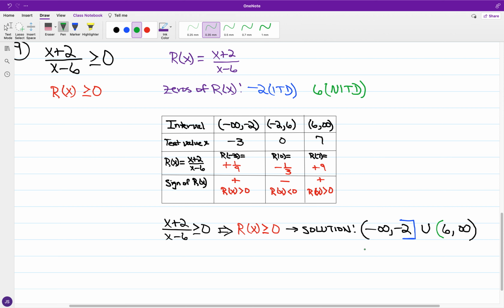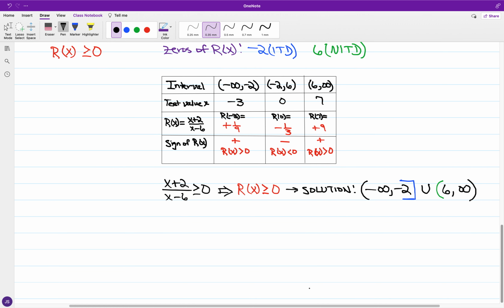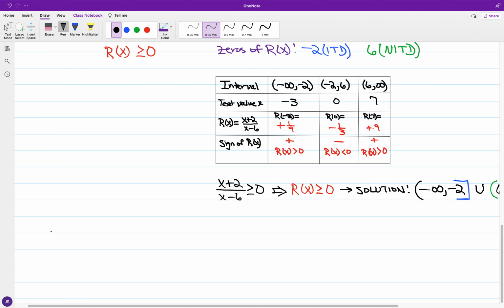And then for the remaining inequality, what I'm going to do here, we have number 10, so we got a comparison between ratios.